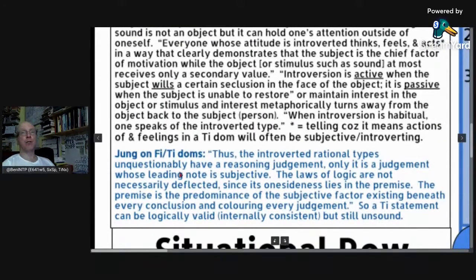Thus, the introverted rational types unquestionably have reason and judgment, only it is a judgment whose leading note is subjective. The laws of logic are not necessarily deflected, since its one-sidedness lies in the premise. And this is where socionics people need to listen up. Just because something is internally consistent doesn't mean that it's true or correct. Look up this difference between a sound argument and a valid argument. An argument is only as sound as its premises.